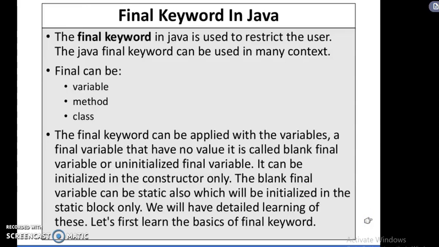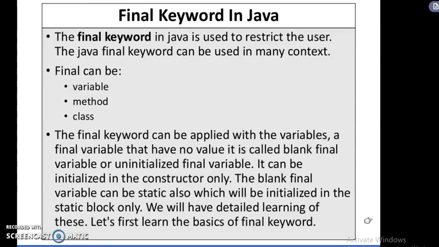So final keyword in Java. The final keyword in Java is used to restrict the user. The final keyword can be used in many contexts. For example, final can be a variable, final can be a method, final can be a class. The final keyword can be applied with the variables.